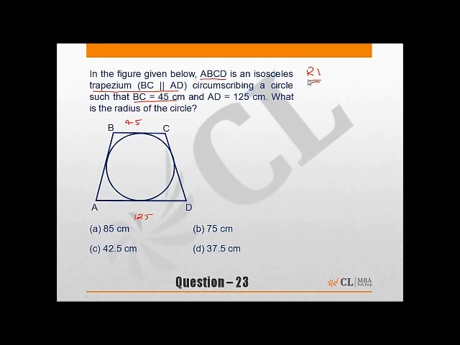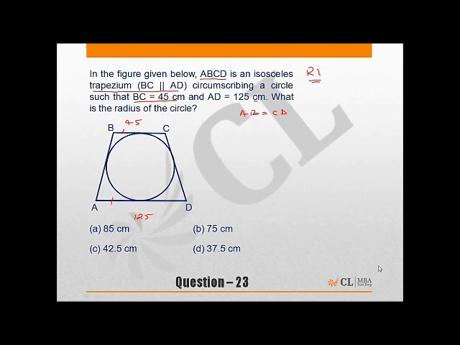Now in this case we have two things given to us. That the trapezium is isosceles. If it's an isosceles trapezium, that means AB should be equal to CD. The non-parallel sides have to be equal. We are also told that BC and AD are parallel, and we have been given the length.